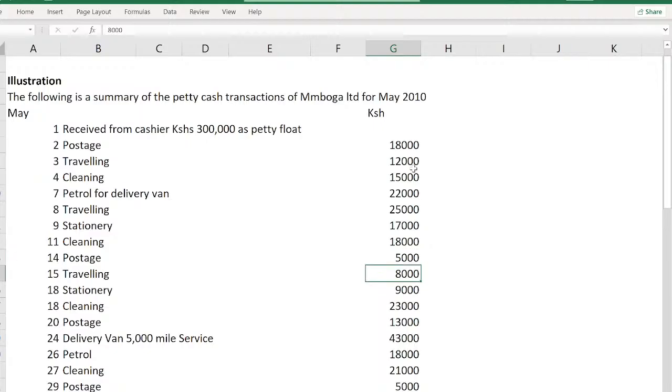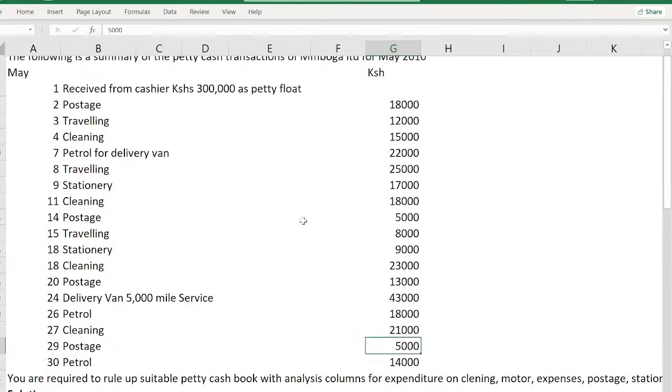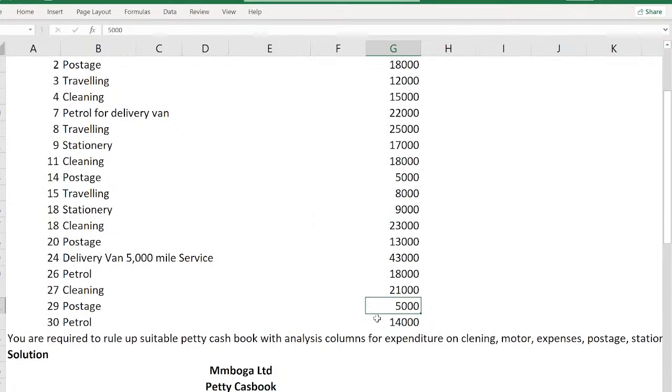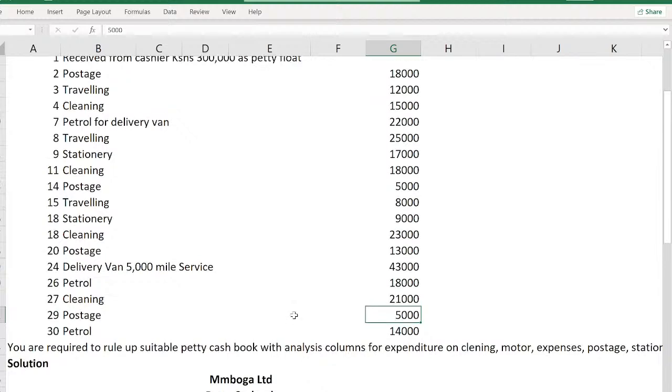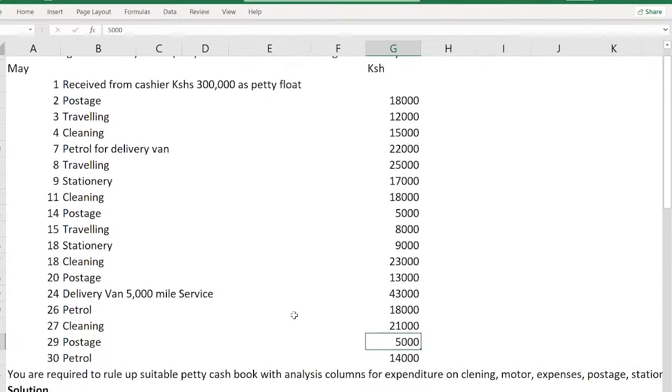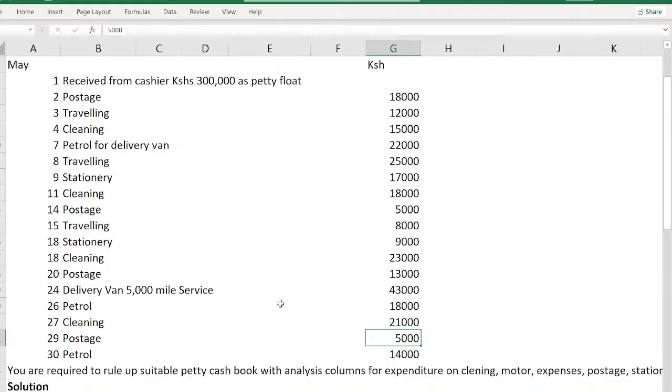Postage for 5. Traveling for 8. Stationery for 9. Cleaning 23. Postage for 13. Delivery van 5,000 mile service for 43,000. Petrol for 18. Cleaning for 21. Postage for 5. Petrol for 14. So you are required to rule up a suitable petty cash book with analysis columns for expenditure on cleaning, motor expense, postage, stationery, and traveling. So that is what we are going to do. So we need a petty cash book for this. A minute so that you can take a screenshot.